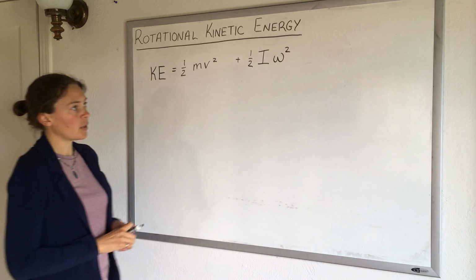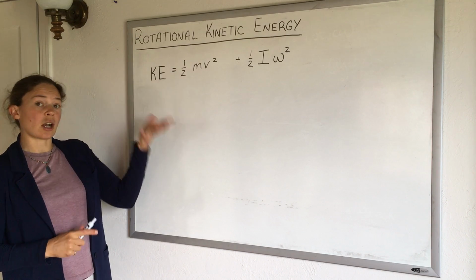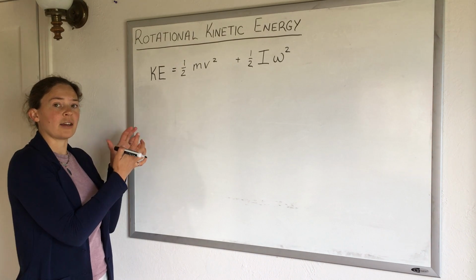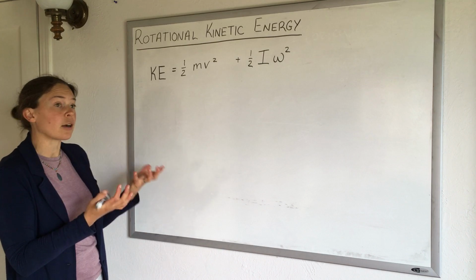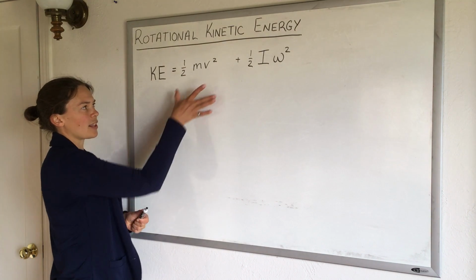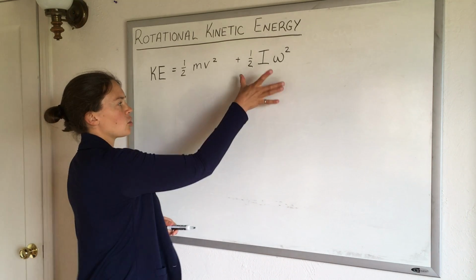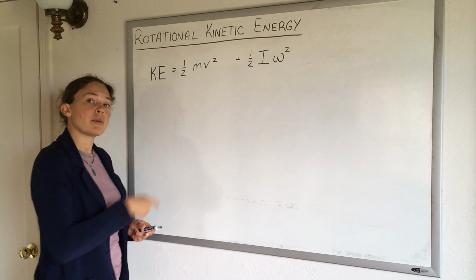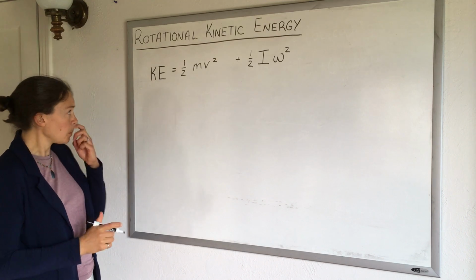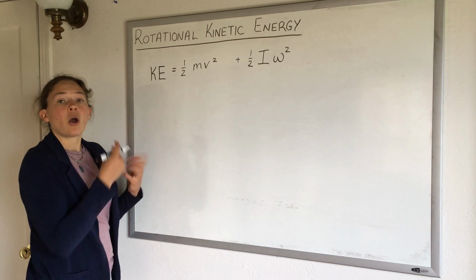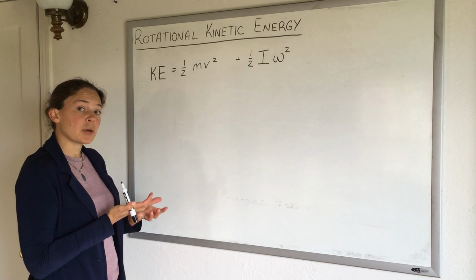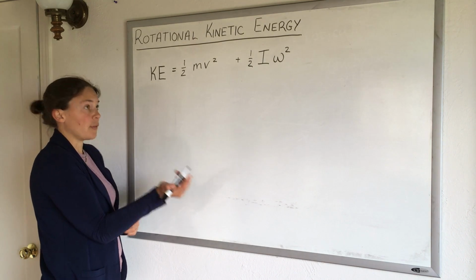So now we're going to think of kinetic energy as a combination of the kinetic energy of an entire object moving, the center of its mass moving, 1/2 mv squared, that's the translational kinetic energy, plus rotational kinetic energy, the 1/2 I omega squared, that something might have because it's spinning. So how do we use this? We use this either in the work energy principle or in conservation of energy.